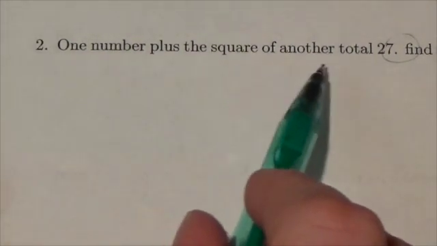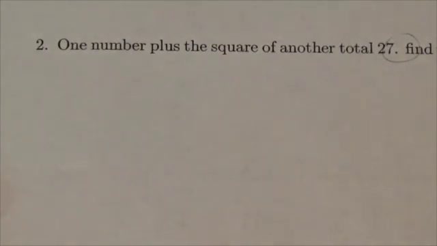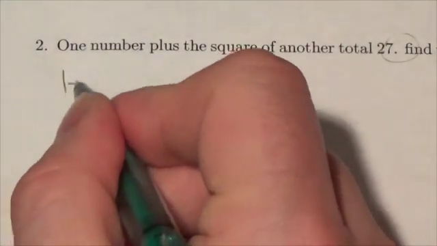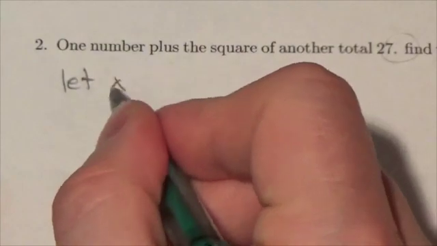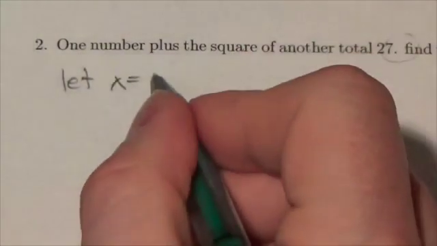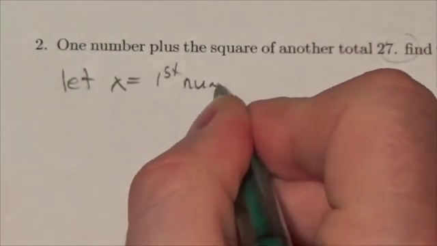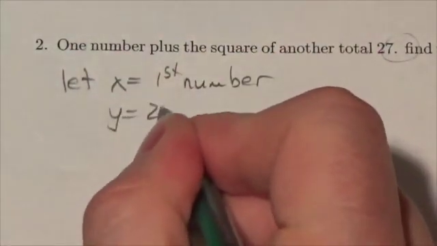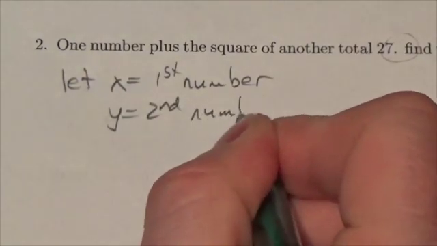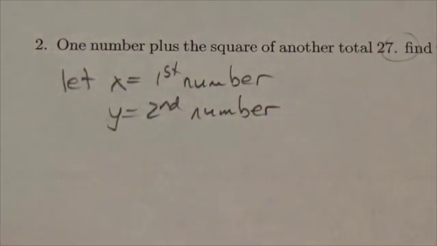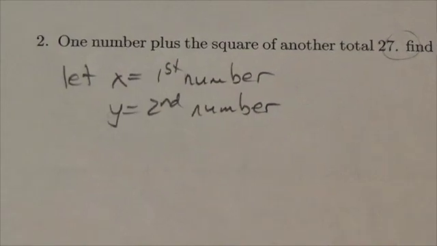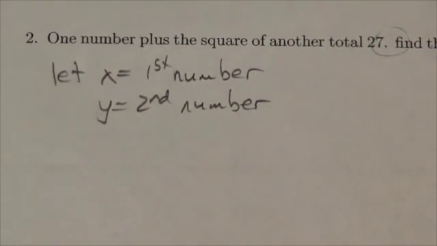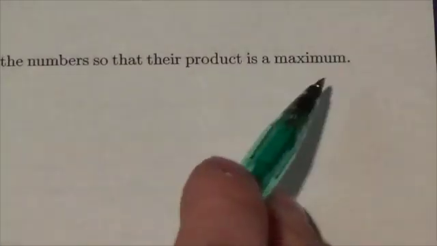One number plus the square of another total 27. Okay, so I've got to identify some variables here. We're going to let x equal the first number, and we'll let y equal the second. Honestly, that's about the best we can do to start off with here. We're supposed to find the numbers so that their product is a maximum.